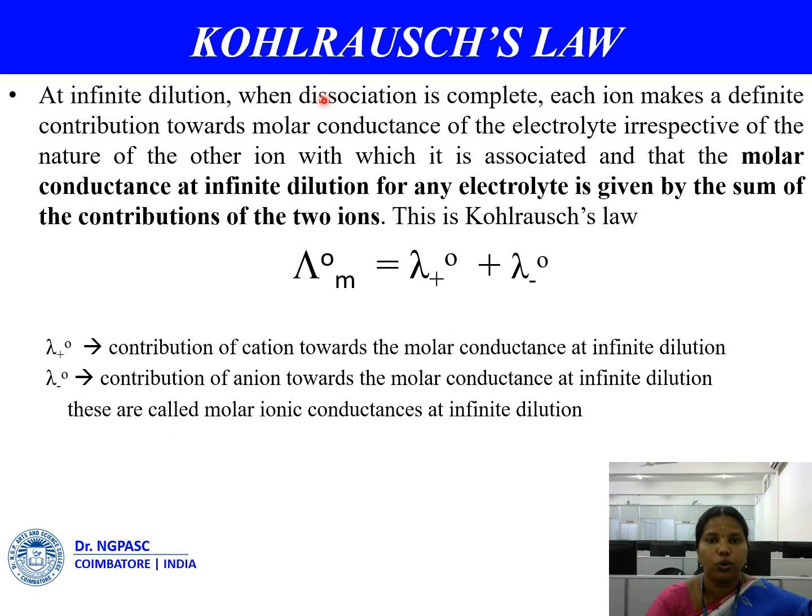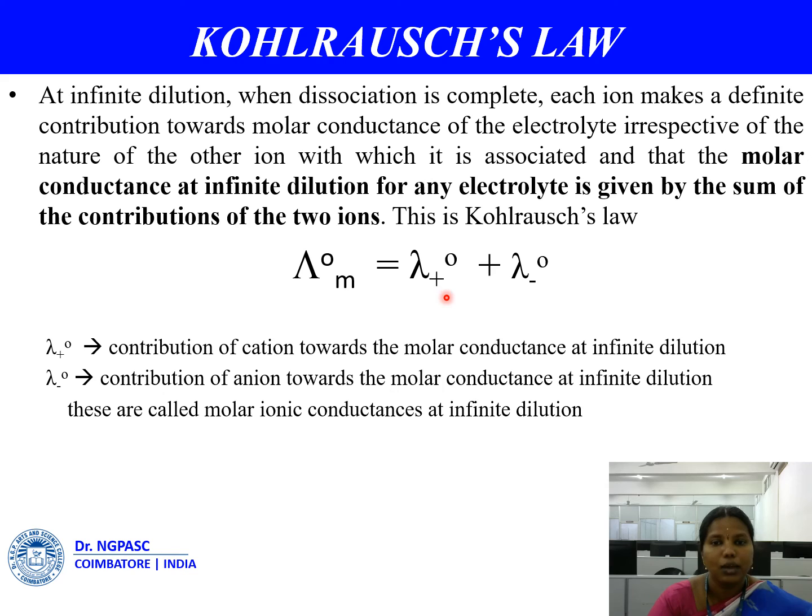Now we are coming to the Kohlrausch law. So we all know that at infinite dilution, when dissociation is complete, each ion will make a definite contribution towards the molar conductance of the electrolyte, irrespective of the nature of the other ion. So according to the Kohlrausch law, the molar conductance at infinite dilution for any electrolyte is given by the sum of the contribution of the two ions. Which is given by the formula lambda naught m, that is molar conductance at infinite dilution, will be equal to the sum of molar conductance of individual ions, that is lambda plus naught and lambda minus naught.